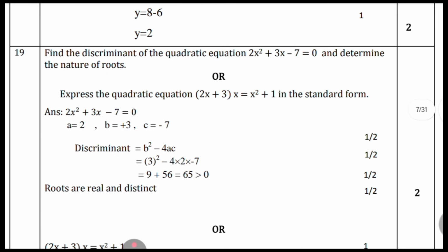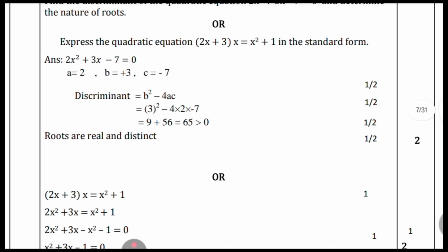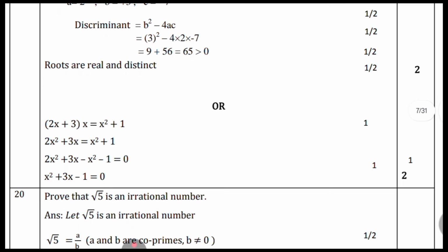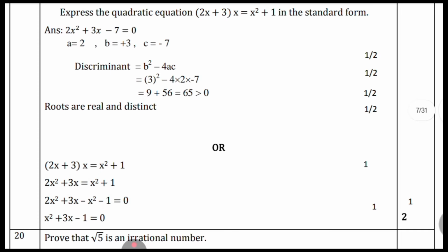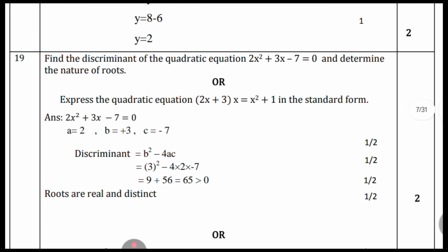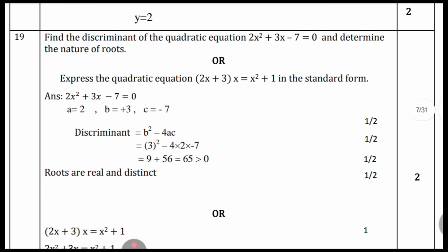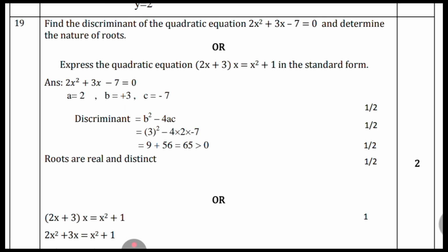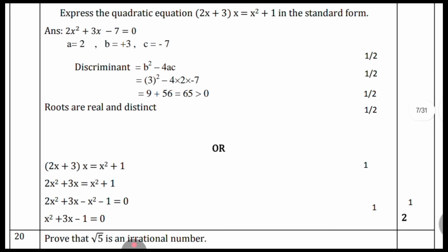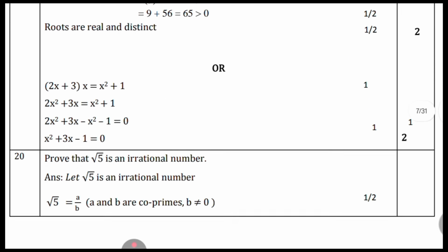So coming to the 19th question, find the discriminant of the quadratic equation 2x square plus 3x minus 7 is equal to 0 and determine the nature of roots. Or express the quadratic equation (2x plus 3) into (x plus 3) is equal to x square plus 1 in the standard form. So this will be the standard form, and the roots are real and distinct. In the first question, the answer will start from here, 2x square plus 3x minus 7 is equal to 0. And for the or question, the answer will start from here. So you need to solve this.